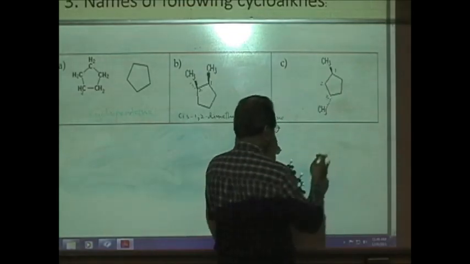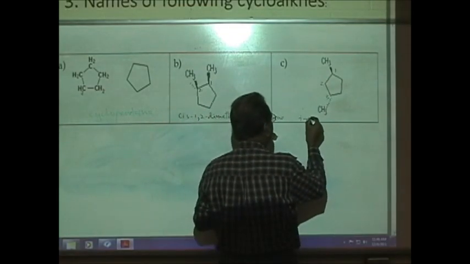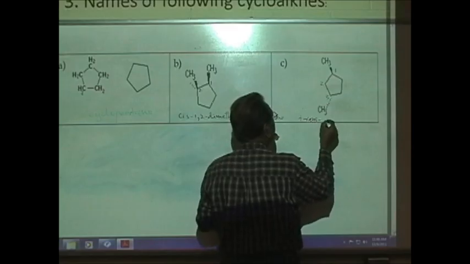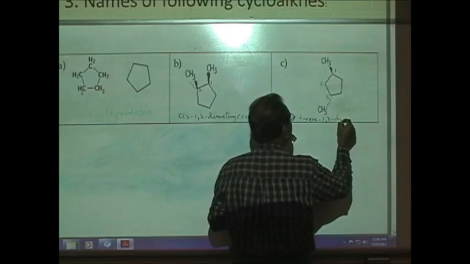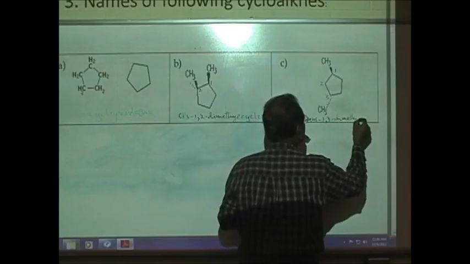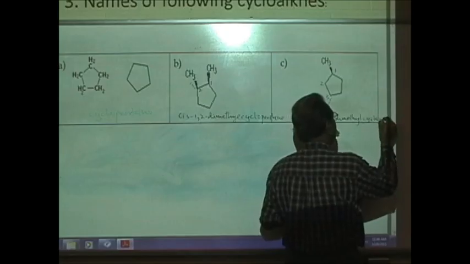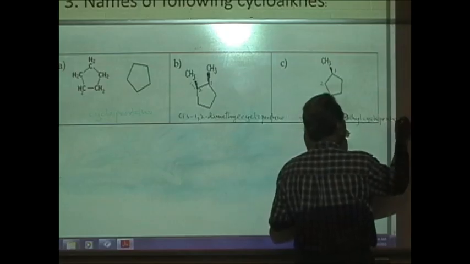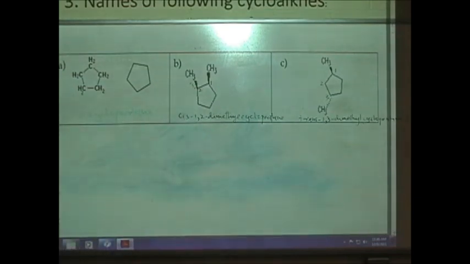Only these are on opposite sides of the ring. This is going to be trans, right? 1,3-dimethyl, still cyclopentane. Okay. Of course, if you have a ring, then good observation, right?